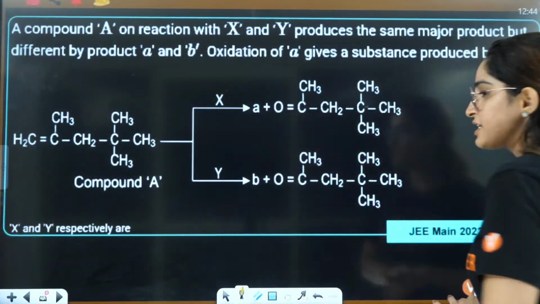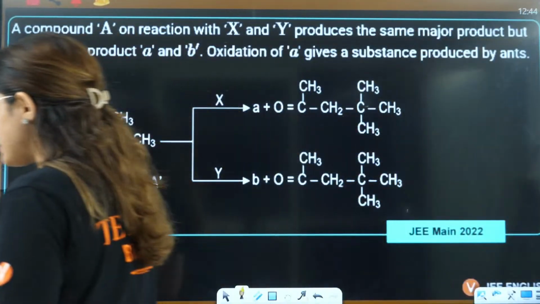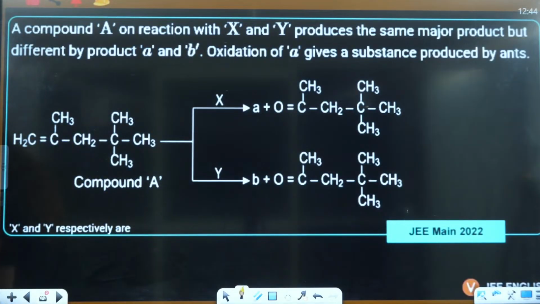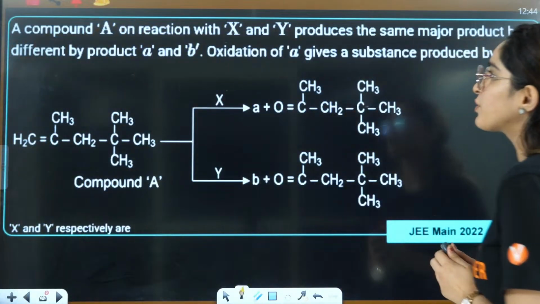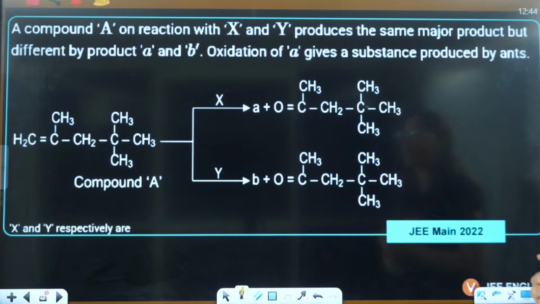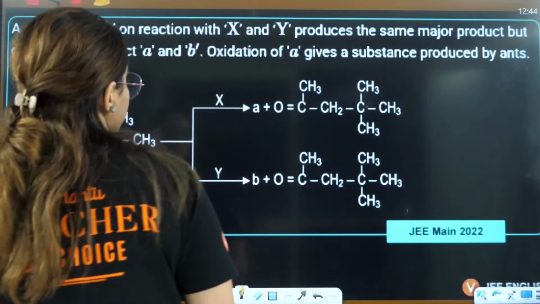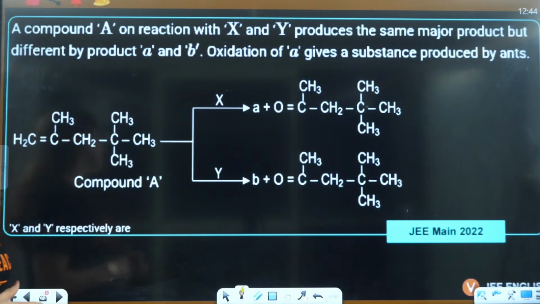Okay, so JEE 2022 question. A compound A on reaction with X and Y produces the same major product but different byproducts A and B. Oxidation of A gives a substance produced by ants. Okay, oxidation of A. Ants, some acid they will produce. So let's see, a compound A on reaction with X and Y produces the same major products.